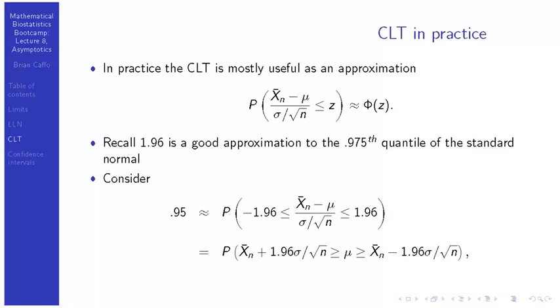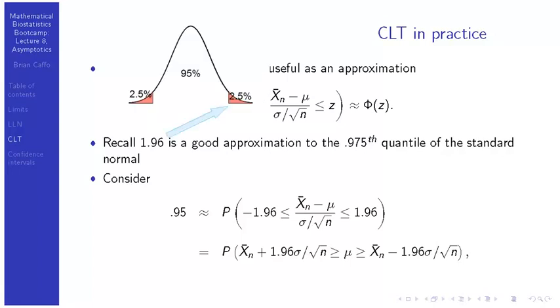So let me give you an example. Remember that 1.96 is a good approximation to the 0.975th quantile of a standard normal. And so negative 1.96 is a pretty good approximation to the 2.5th percentile. So what the central limit theorem then says is that 95% is about the probability that a standardized mean lies between basically -2 and +2. So let me just repeat that: it's about 95% the probability that a standardized mean lies between the values -2 and +2.